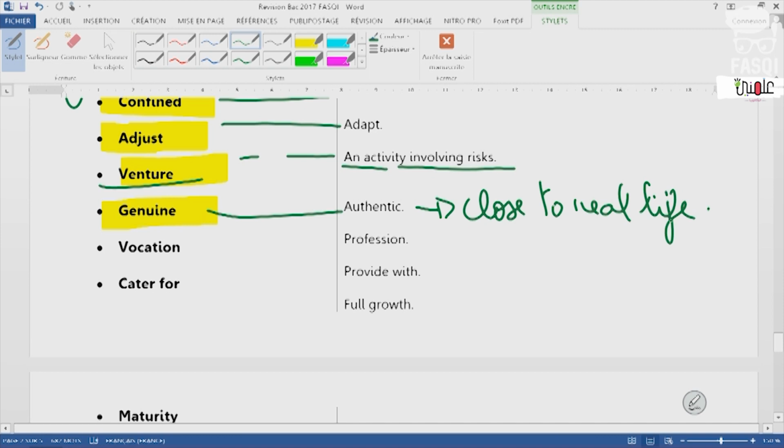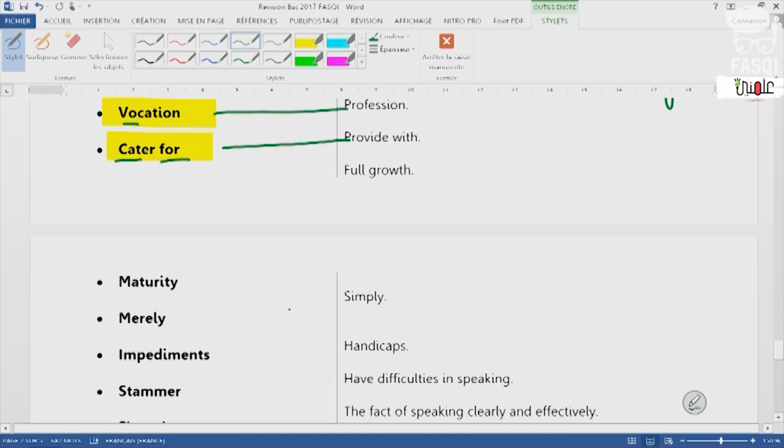Okay, pay attention here. We talk about vocation and not vacation. For the spelling, vocation, meaning professional career. Look at this word, cater for, that's to provide with. And here, this word has to go down. For this word, please, it has to go here.